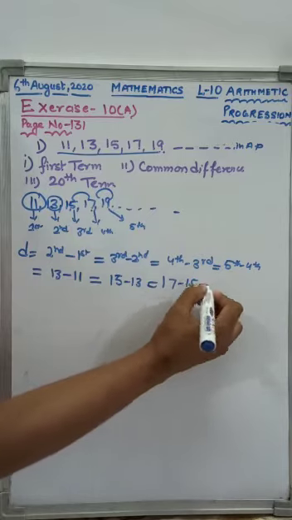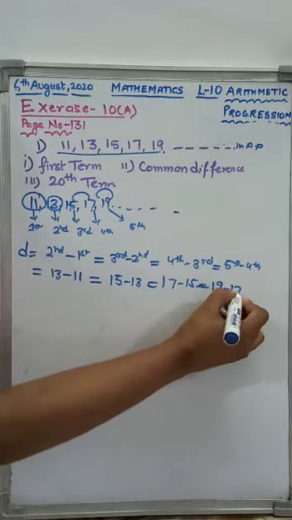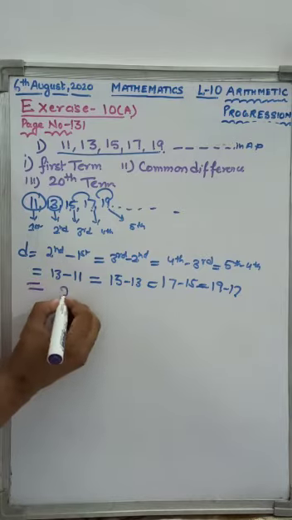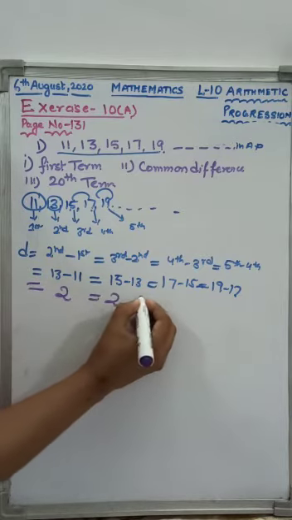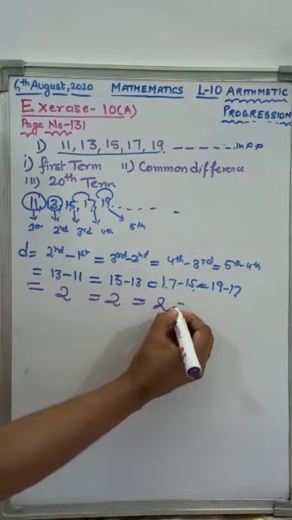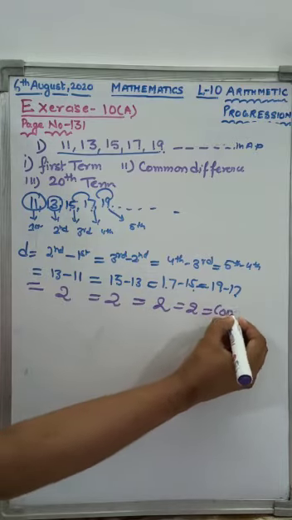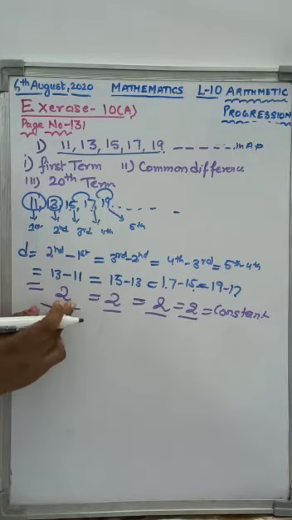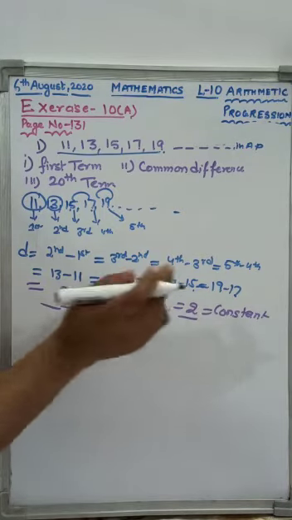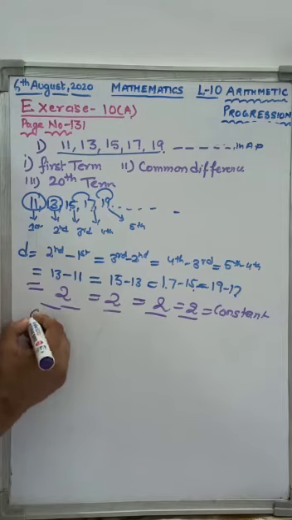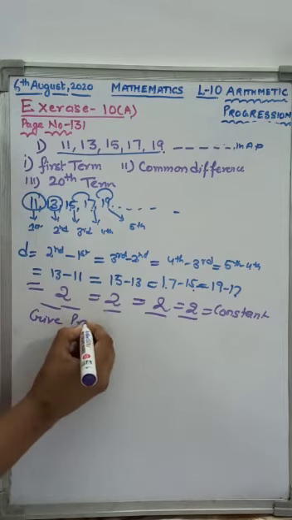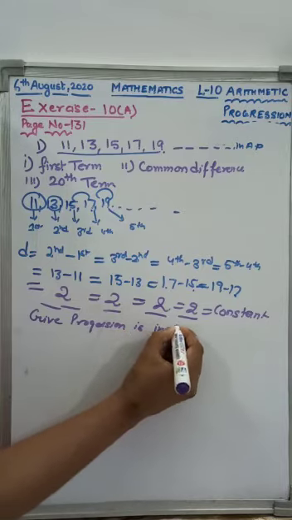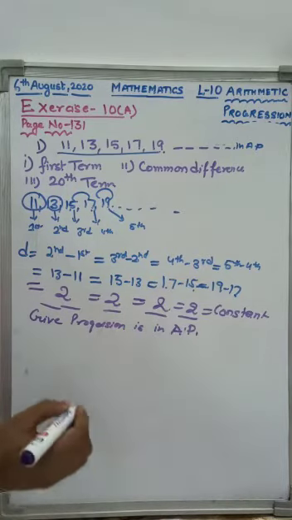19 minus 17. So when you solve it, let's see. It will be 2, 2, again 2, 2. So this is constant. It has to come constant. Constant means same. The common difference is constant. So the given progression is in AP. The first part we have proved.